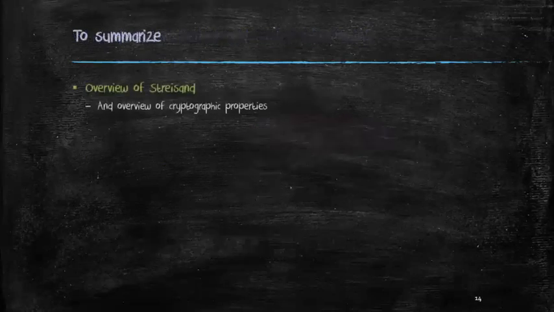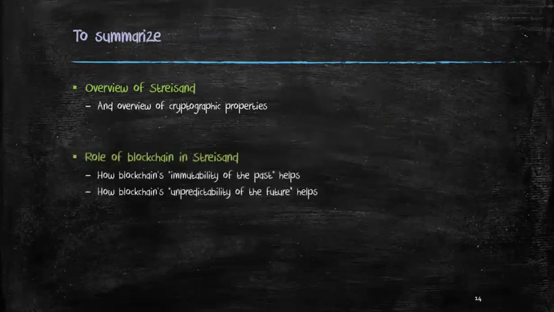So to summarize, what you have seen so far is an overview of Streisand, our construction of censorship-evident publishing systems, and an overview of its cryptographic properties, and how we use blockchain to enforce immutability of the past and unpredictability of the future in our construction.